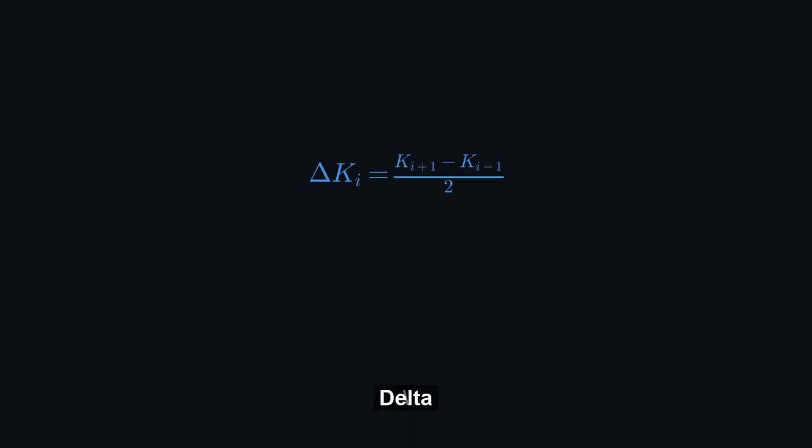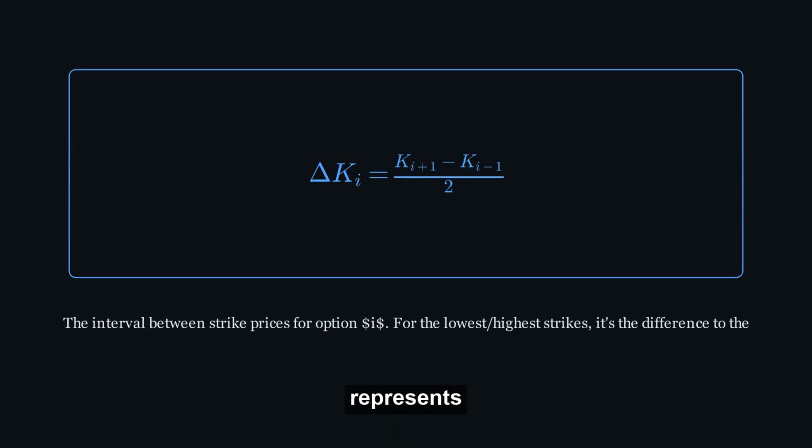The $\Delta K$ term in the variance formula represents the interval between strike prices. For any given strike $K_i$, $\Delta K_i$ is half the difference between the adjacent strike prices, $(K_{i+1} - K_{i-1})/2$. For the lowest and highest strikes in our selected range, $\Delta K$ is simply the difference between that strike and its only neighbor. This weighting ensures that options with wider strike intervals contribute proportionally more to the overall variance, reflecting their broader implied probability distribution.